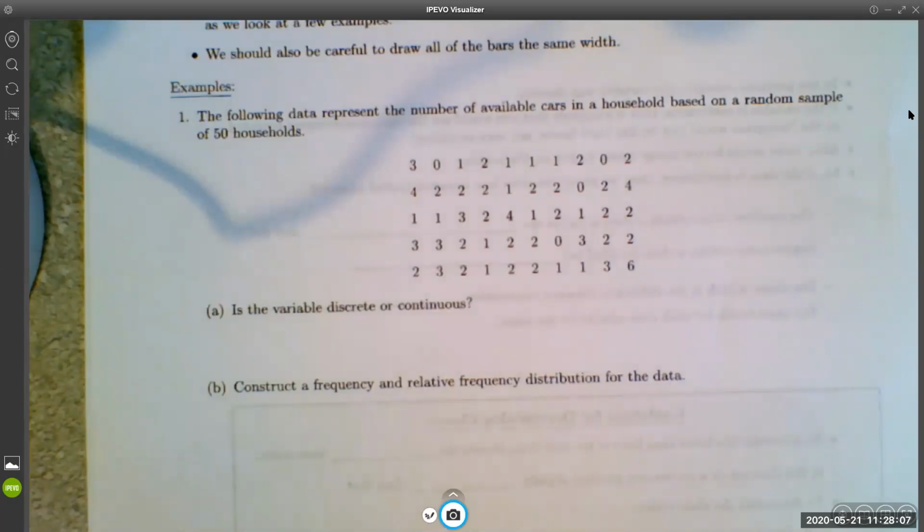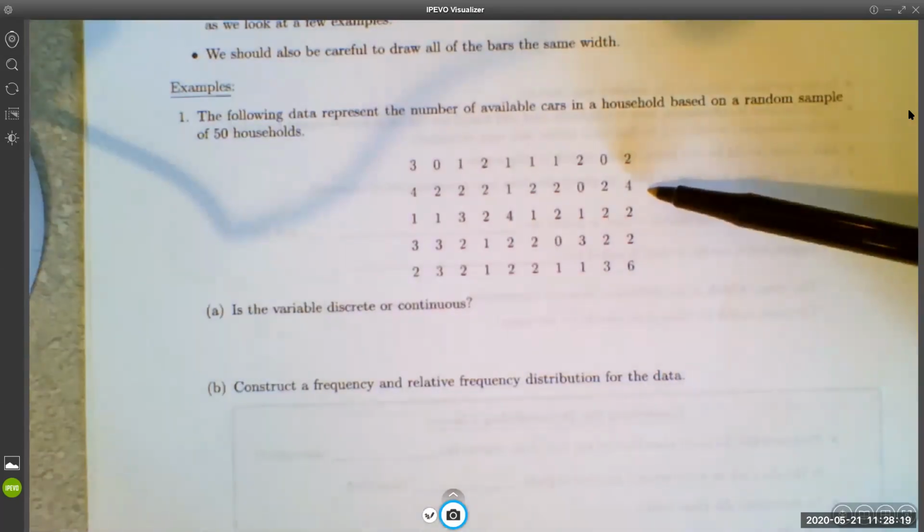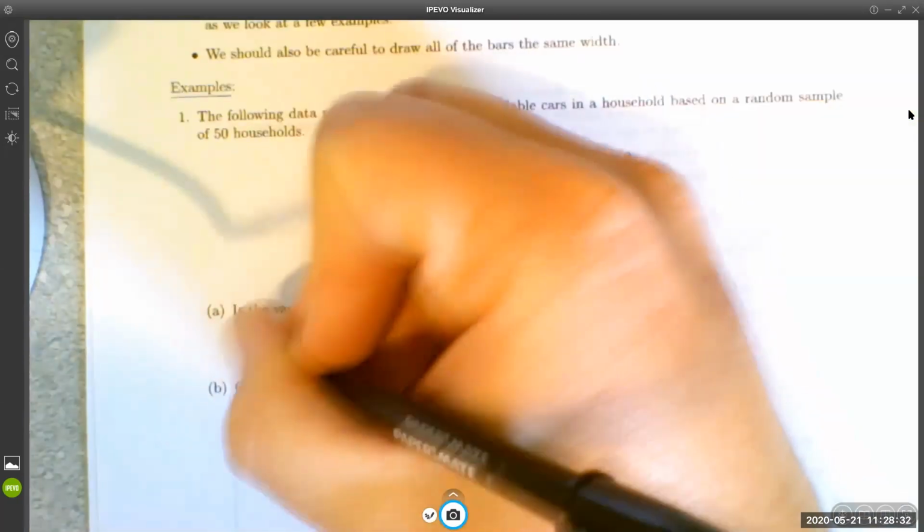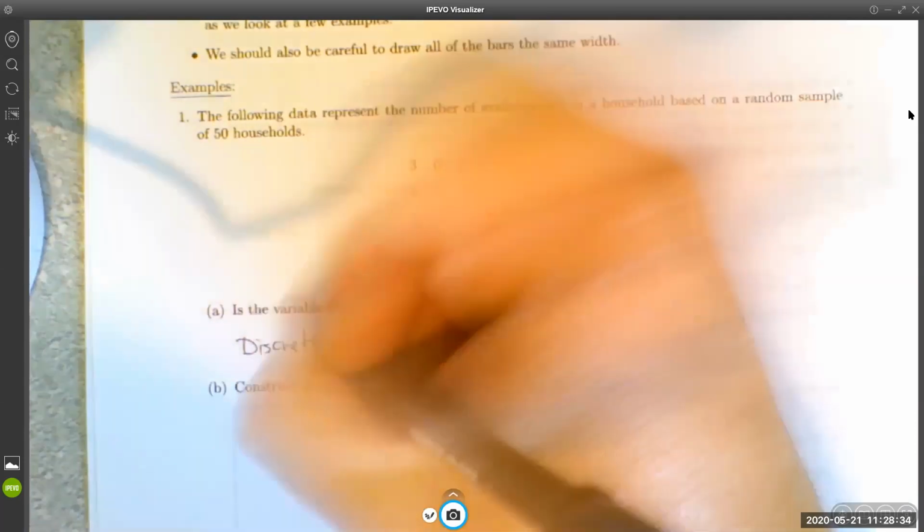Well, remember, discrete is when you count up the value. A continuous variable is one that you get by measuring, right? So the question is, did we measure these numbers or did we count these numbers? When we went to figure out the number of available cars, did we count that or did we measure that? And obviously we counted, right? So this would be discrete data.